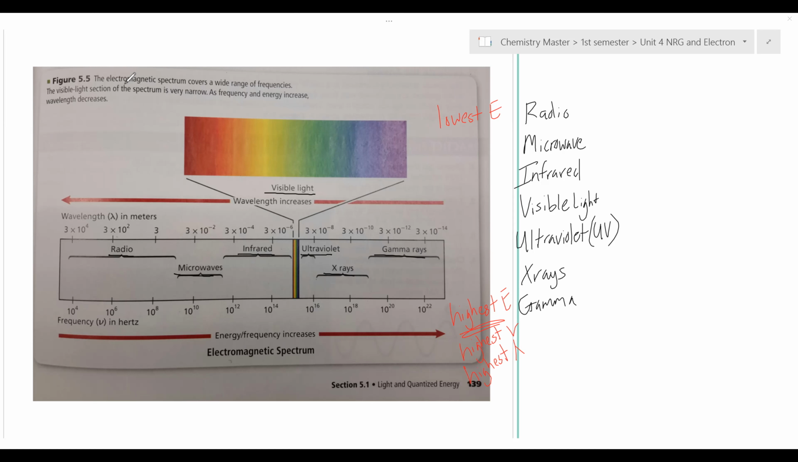All right. So here's how we remember these. Now, this should make sense that these have the highest frequency. Because think about this. How many of you guys have been to the dentist and before you get X-rays, what do they do?